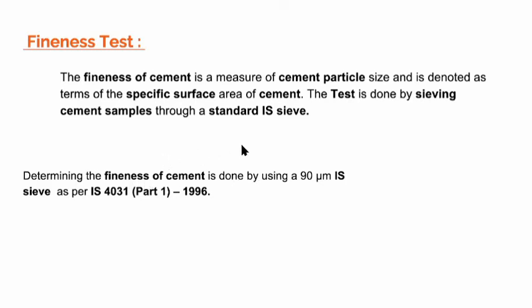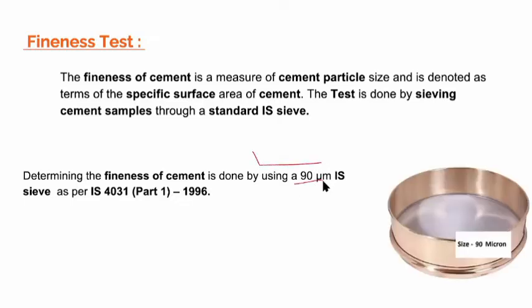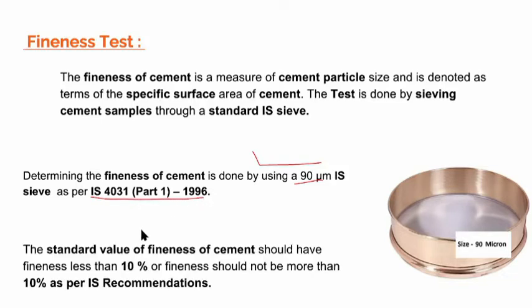The fineness of cement is determined using IS sieve number 9, that is a 90 micron sieve, and the IS code used for this purpose is IS 4031 Part 1 1996. The standard value is that the fineness should be less than 10%, or the fineness should not be more than 10% as per Indian recommendation.